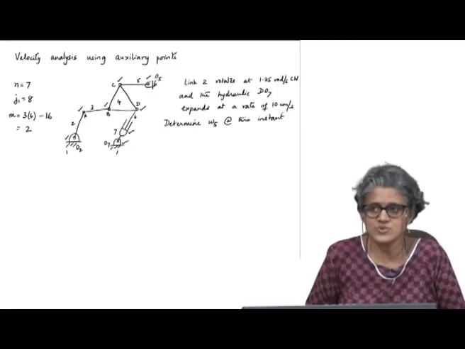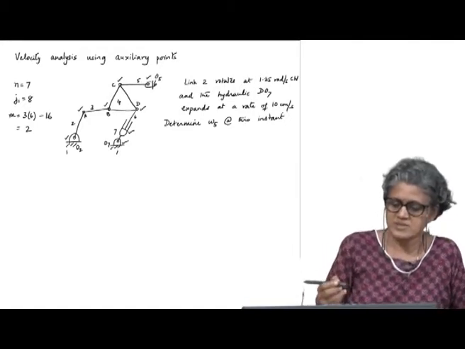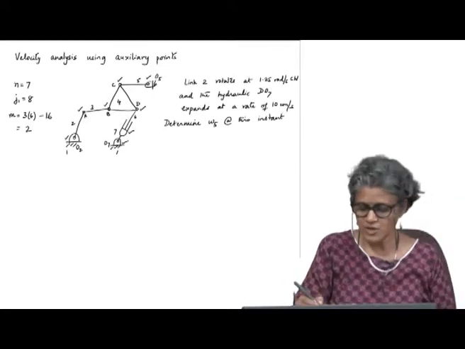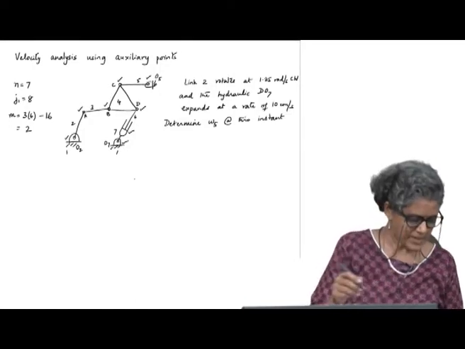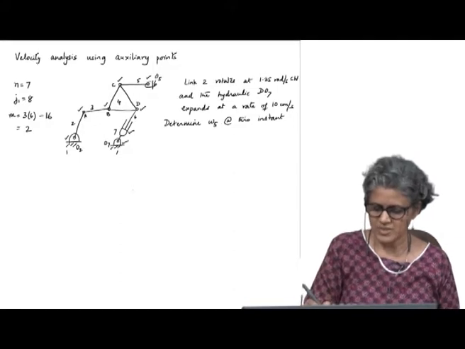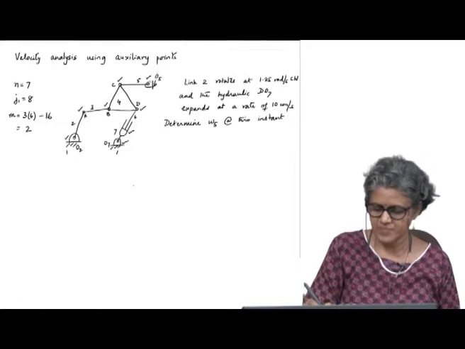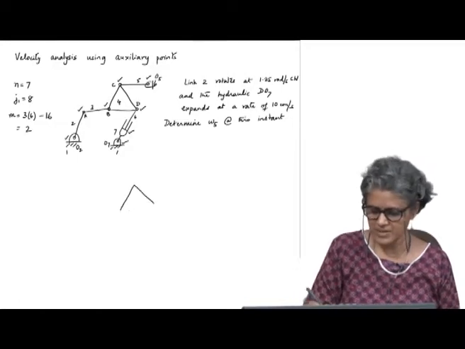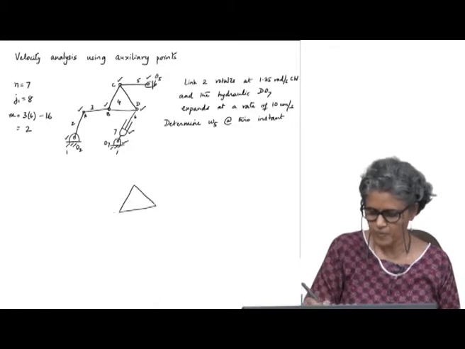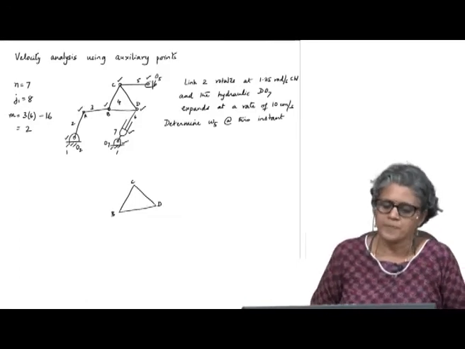Instant centers also you can try, but you will find that this is not really amenable to that. So, we will look at applying the auxiliary point method to this problem. So, let us take the ternary link, right, CBD. This is the floating link. Okay.